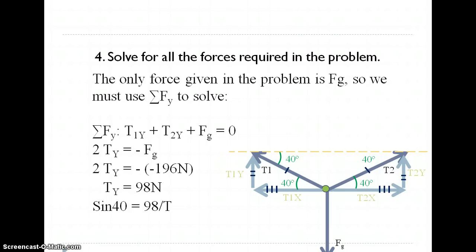Oh, and I'm sorry, I'd only solved for Ty there. If I want to solve for tension, I know my Ty, and I go back and use trig. The sine of 40, sine is opposite over hypotenuse, and I know that Ty is 98. So if I use sine of 40 equals 98 over T, then I have the tension. Sorry about that, I thought I was done, but I was not. So that's where you get the tension from. The tension is the same in T1 and T2, and that's how you solve a tension problem.